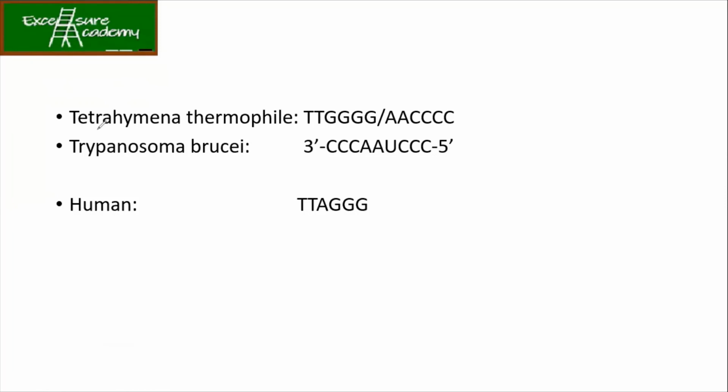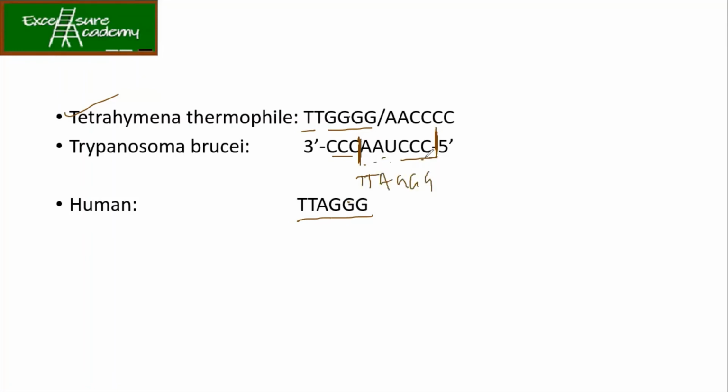Okay, Tetrahymena thermophila was the first one. You can see the sequence similarity. TT double G TTA triple G. Okay, so you can see how much similarity there is. Here also you can see triple C AAU triple C. This is again, if you look from here, it seems somewhat similar, right? This is like TTA triple G only.